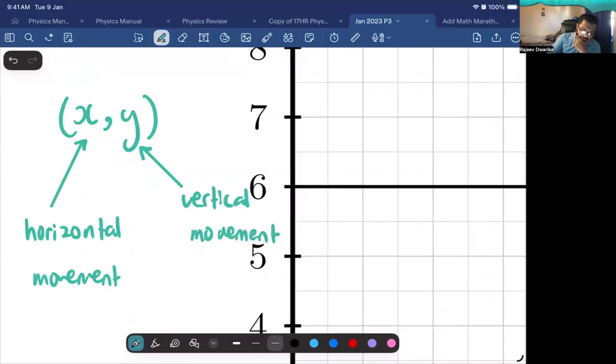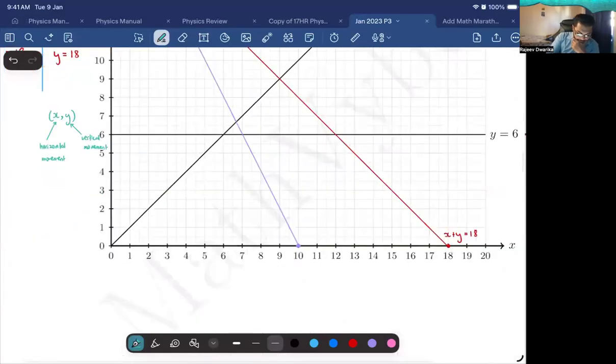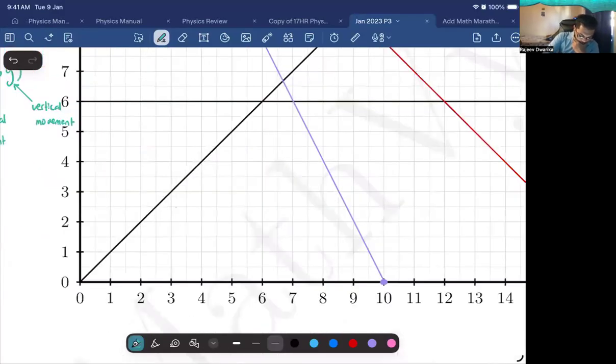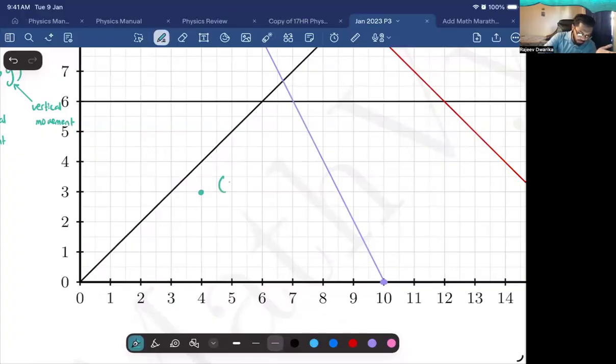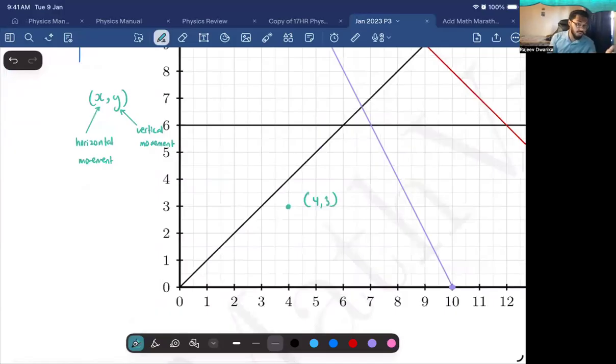So let me ask you a question. Let's just say I am at this point over here. To reach that point, according to the arrows I just drew, I'd have to move how? 4 units to the right and 3 units upwards. Exactly. So that's why the coordinates are 4, 3. The x value represents horizontal movement and the y value represents vertical movement.